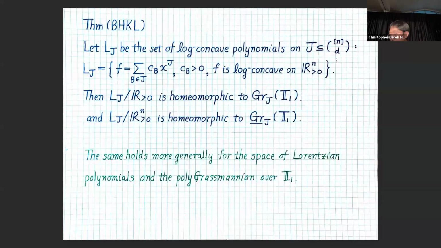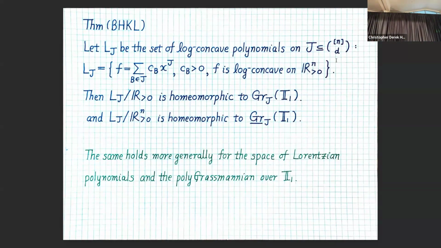Okay, so this is our main theorem, which describes the space of log concave polynomials supported on J. So let's go back to our setup. Let's say J is a collection of D element subsets of N.